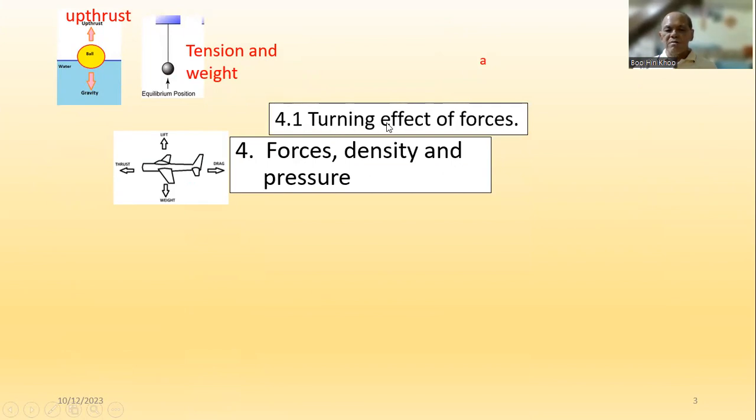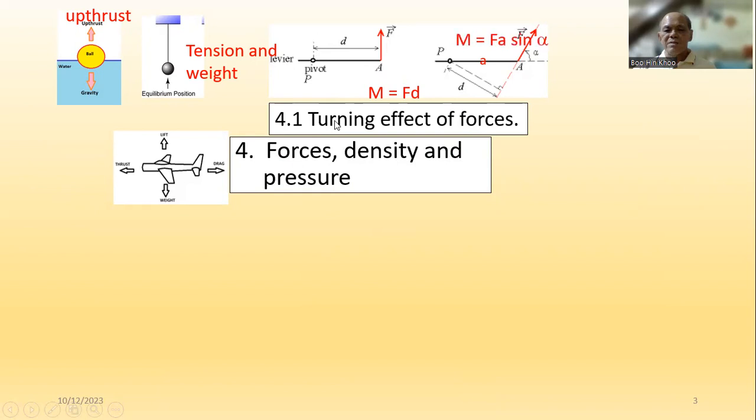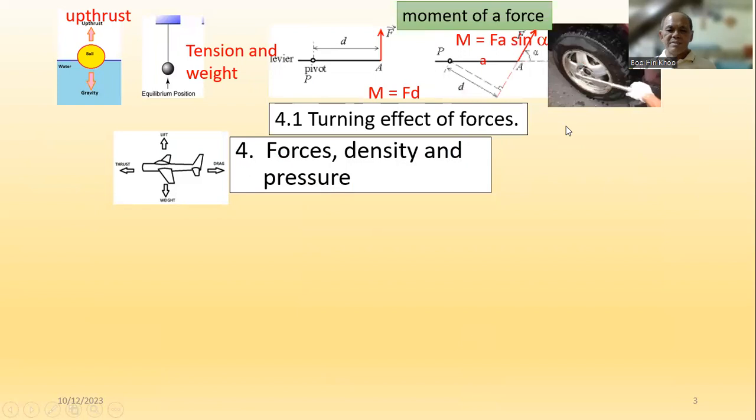4.1 is the turning effect of forces. That's what we are interested in. Moment is force multiplied by perpendicular distance. Or if you are given A, not D, this is the perpendicular distance, so it's F A sine alpha. It's the moment of a force. We use this one. This is a pivot.